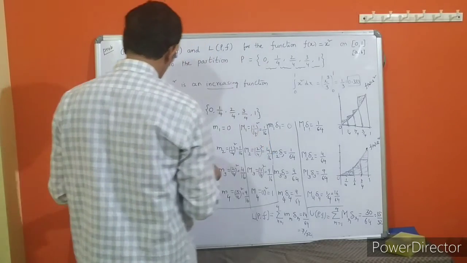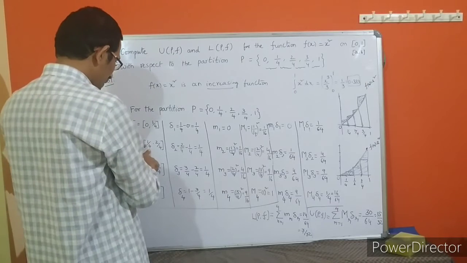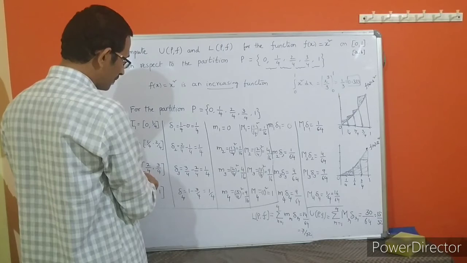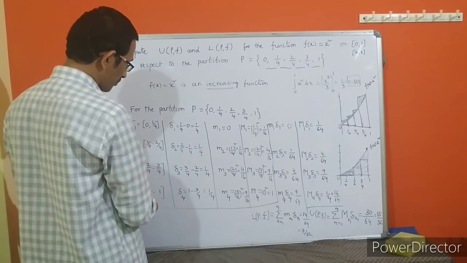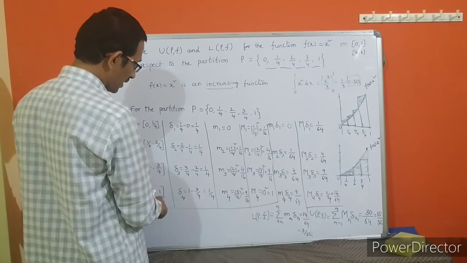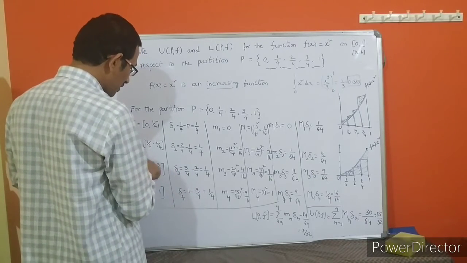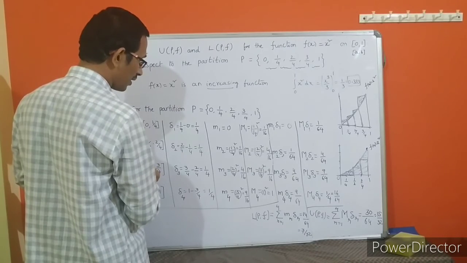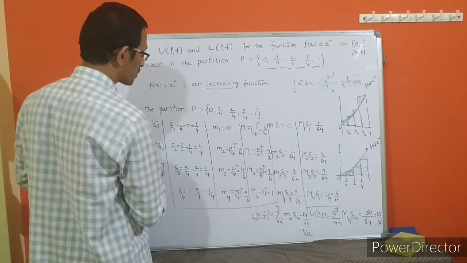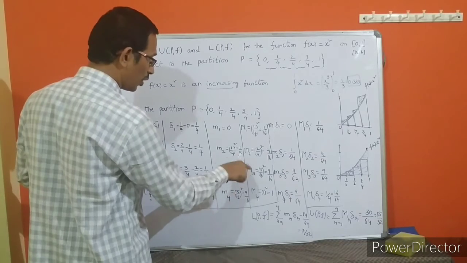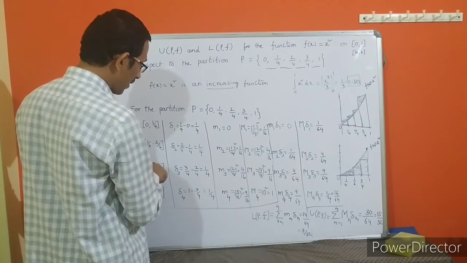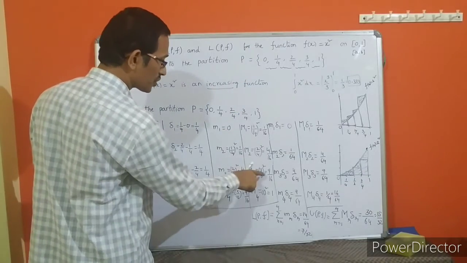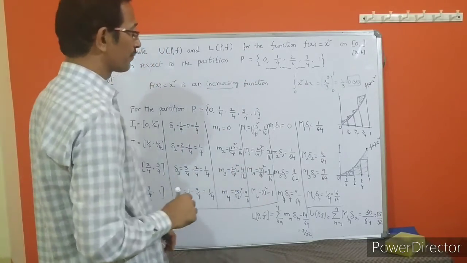Similarly, small m2 is here, capital M2 is here, small m3 is here, capital M3 is here, small m4 is here, capital M4 is here. But remember, it is not small m3 directly, you put it in the function. 2 by 4 square, that is 4 by 16, is small m3. Similarly, 3 by 4 is not capital M3. Put 3 by 4 in the function: 3 by 4 whole square, that is 9 by 16, is your capital M3.